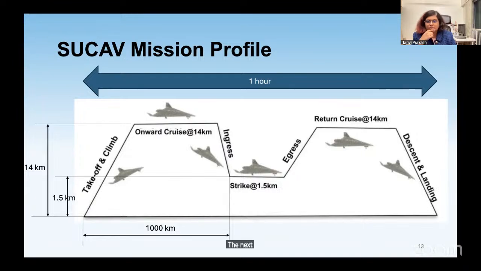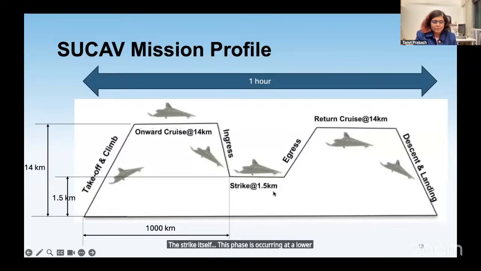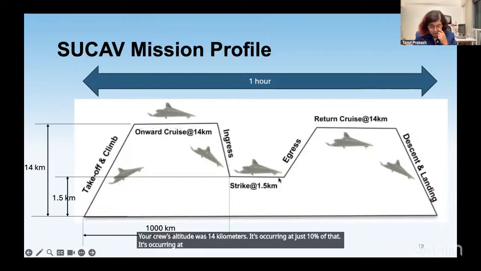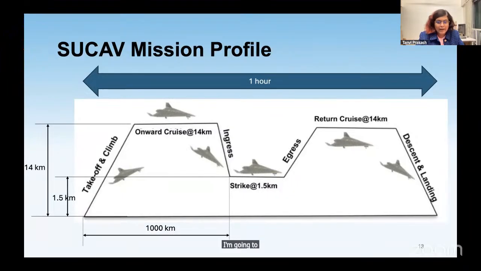The next feature I want you to notice is the strike itself. This phase is occurring at a lower altitude. Your cruise altitude was 14 kilometers. It's occurring at just 10% of that, at 1.5 kilometers altitude. It's a low altitude strike. I'm going to come to why in some time.